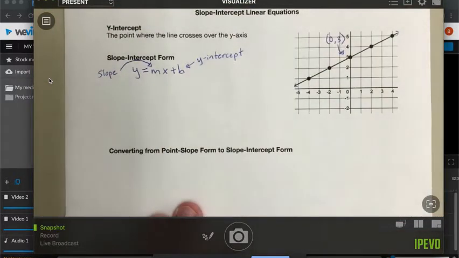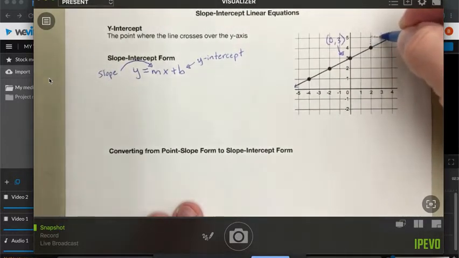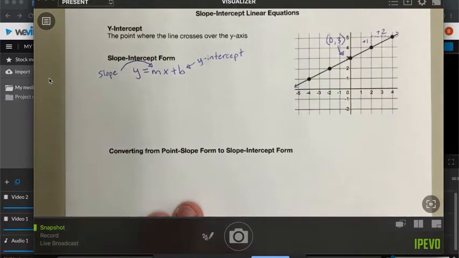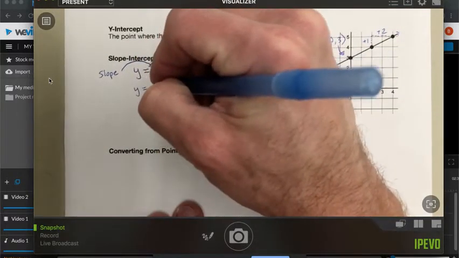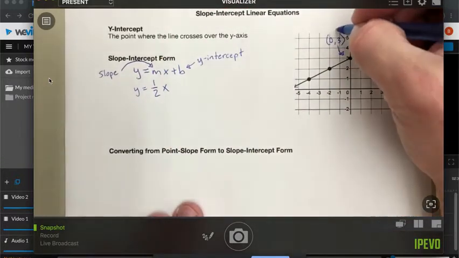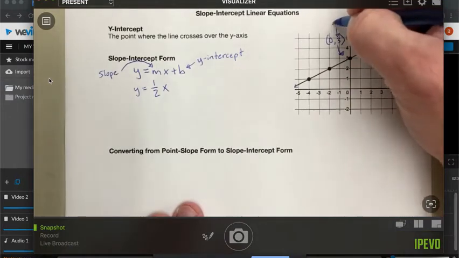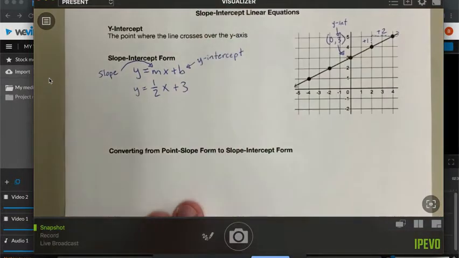All right, so just looking at our drawing here, it goes up 1 and it goes right 2. And so that would be our slope. As we said, here's our y-intercept, and what I'm worried about is the y value, which in this case is 3. And so in y equals mx plus b form, the equation for this line would be y equals 1/2 x plus 3.